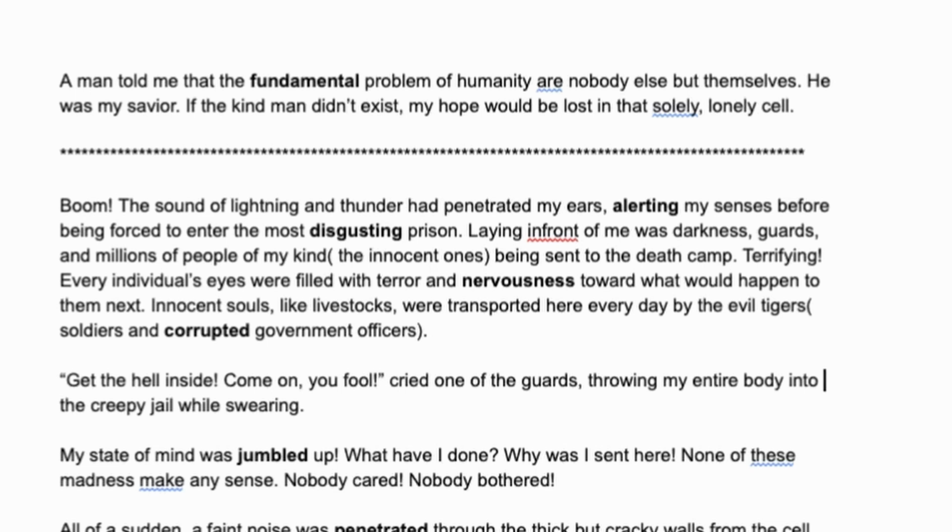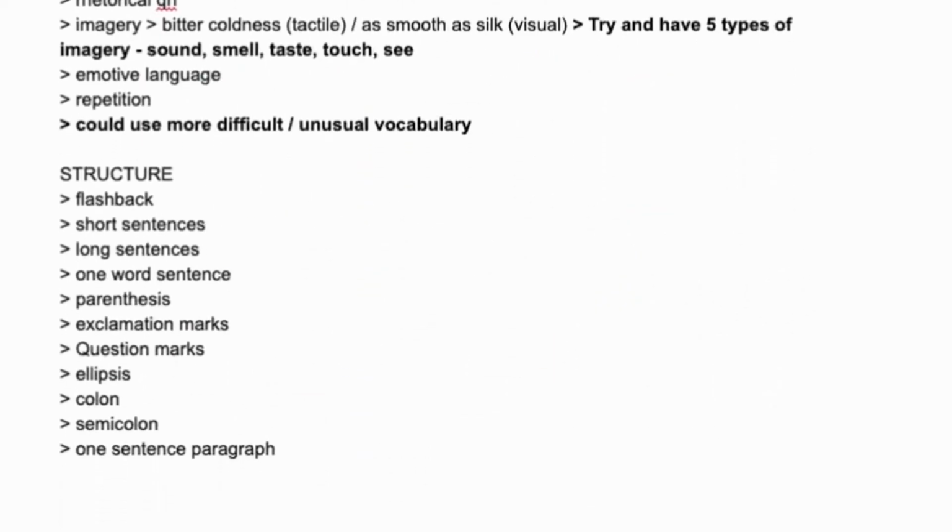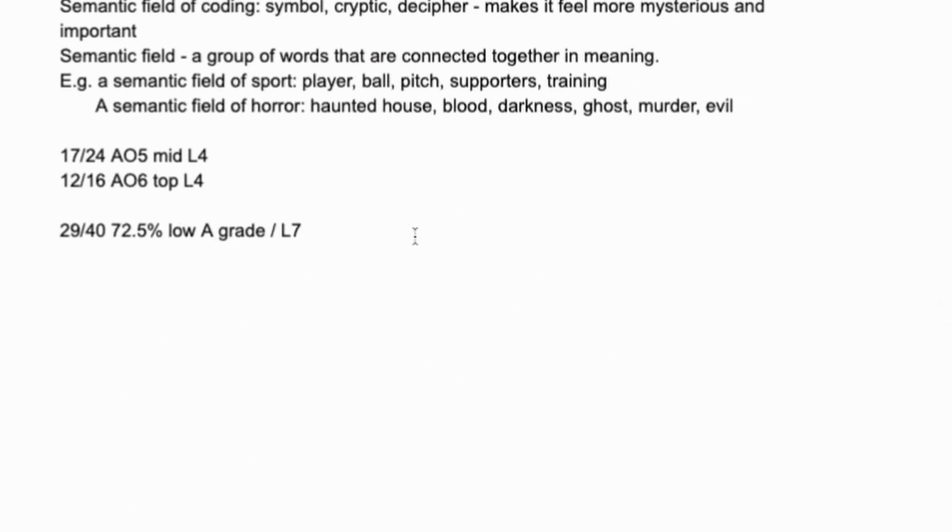Narrative writing is story writing. So basically this is a story question. A student did this for me a couple of years ago and I marked it for him and he got 29 out of 40, which is really good, 72%. That's a kind of low borderline A grade.